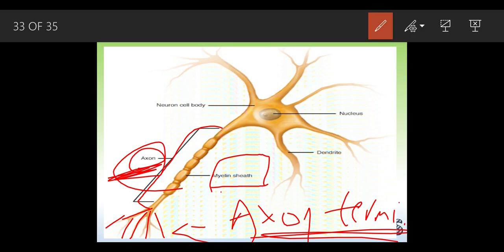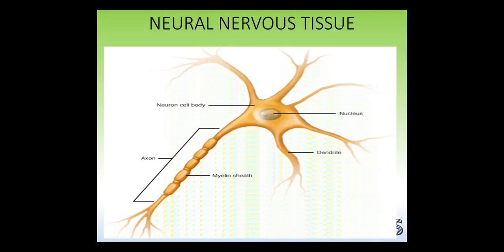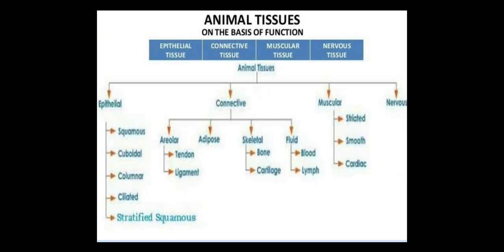Okay, so this was the part 2 of the tissue chapter. So let's see this part first. Squamous, cuboidal, columnar, ciliated and stratified. The connective tissue is of 4 types: areolar, adipose, skeletal and fluid. Areolar has the tendon and the ligaments. Skeletal has the bone and the cartilage. Fluid has the blood and the lymph.